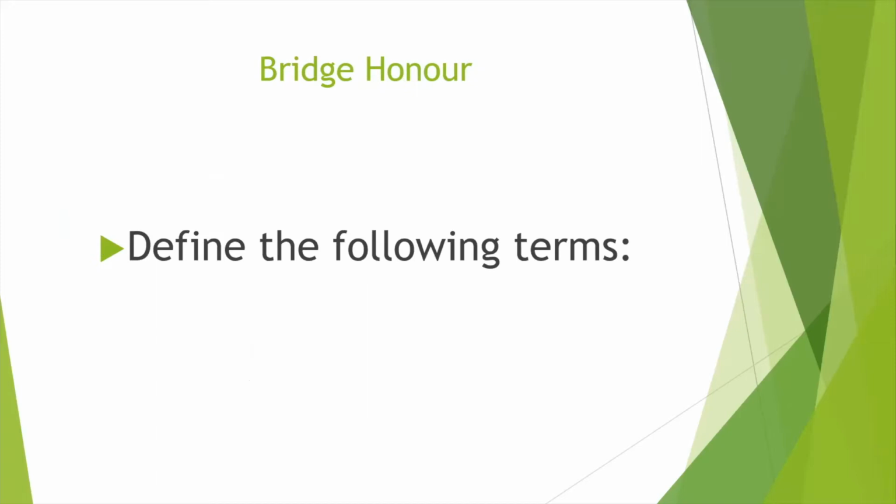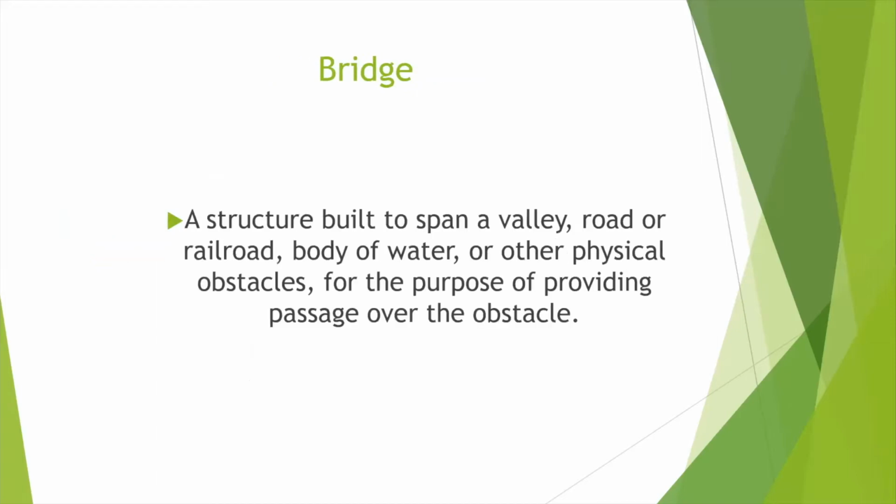Okay, so we're going to start with the first requirement, which is to define the terms. So what is a bridge? I've just taken the explanation from a dictionary, and it says a bridge is a structure built to span a valley, a road, a railroad, or a body of water, or other physical obstacles, and that's for the purpose of providing passage over that obstacle. So you're not actually going to get rid of the obstacle. In order to preserve that, you would put something over it, which is called a bridge, in order to still get over and still retain the obstacle.